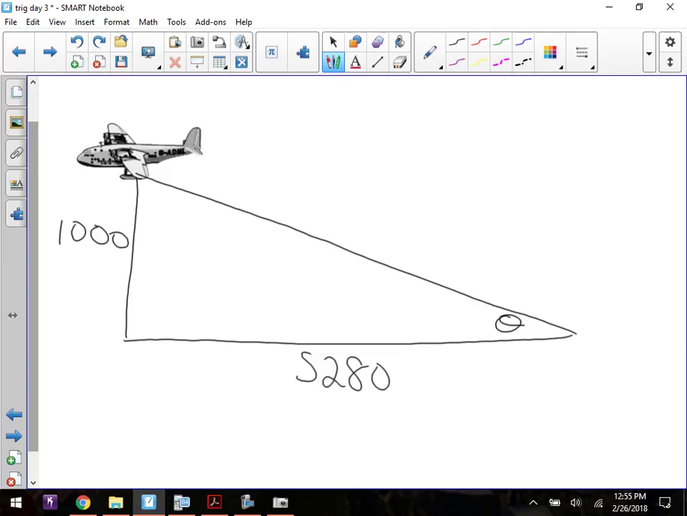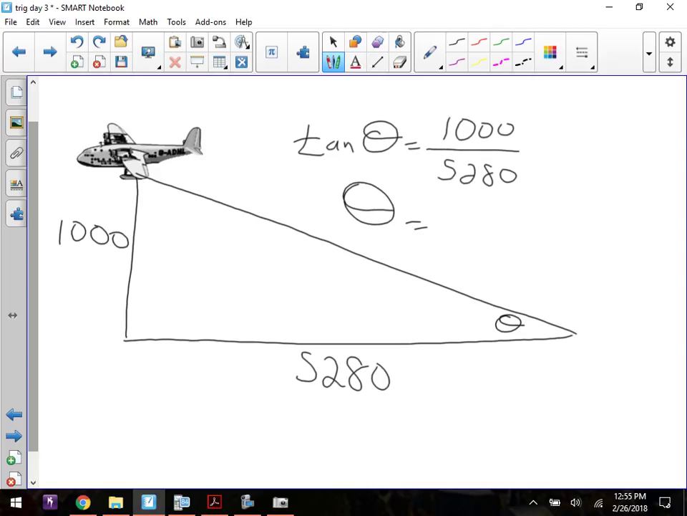I'll get to that later. So you said a second ago we use tangent, correct? All right. Tangent of something is 1,000 over 5,280. We have to hit the inverse button because we're looking for the angle. What do you get? 28. What do you get? 28.